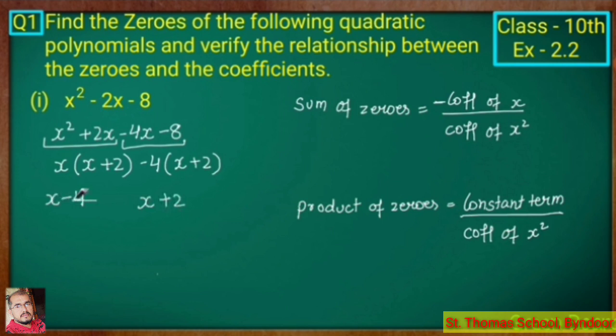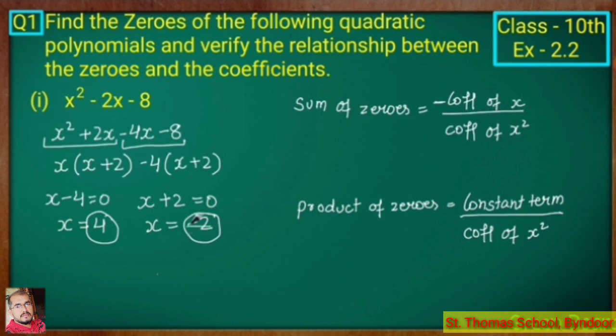Now we equate them to 0: x minus 4 equals 0 and x plus 2 equals 0. When x minus 4 equals 0, minus 4 goes to the other side, and we get x equals plus 4, which is the first zero. And x plus 2 equals 0, the plus 2 goes to the other side as minus 2, which is the second root. So 4 is the first zero and minus 2 is the second zero.